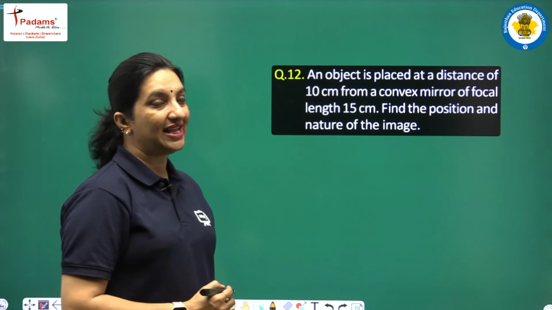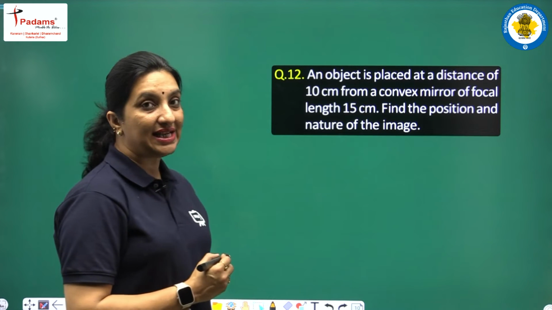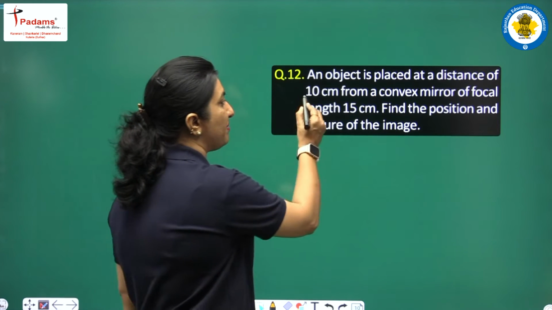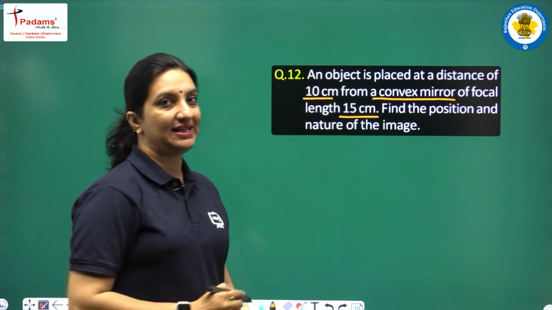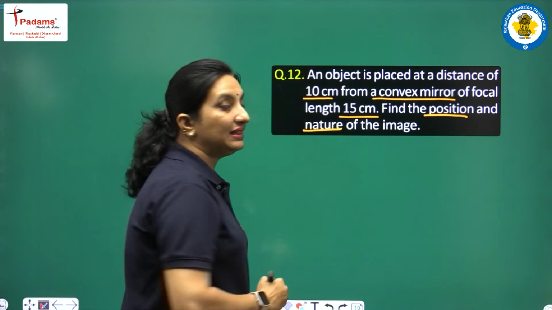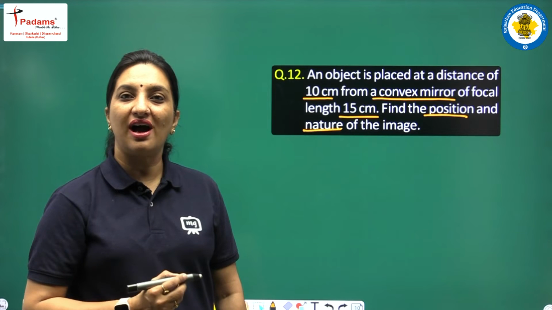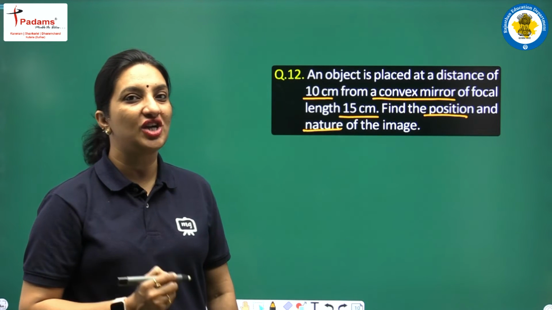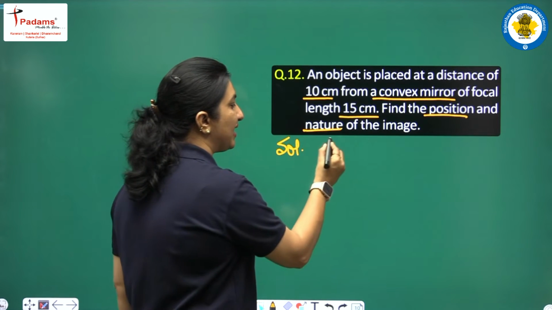Now let's deal with the next problem. An object is placed at a distance of 10 centimeters from a convex mirror of focal length 15 centimeters. Find the position and nature of the image. Now here students, we will first write the things which are given, the quantities which are given.